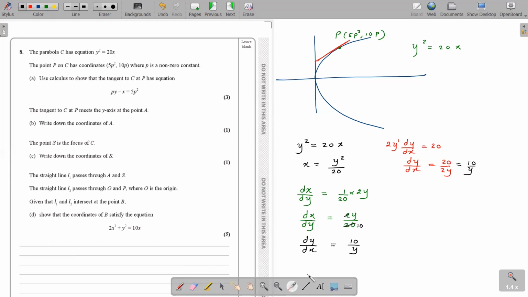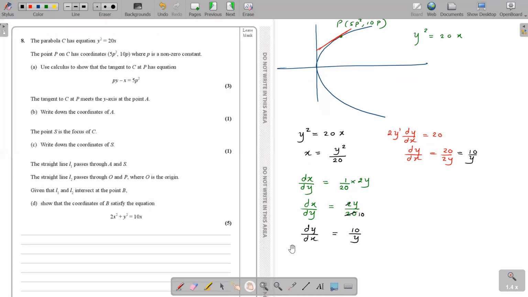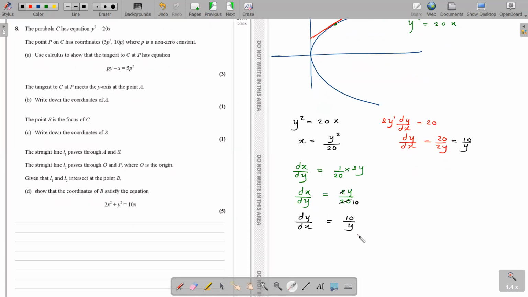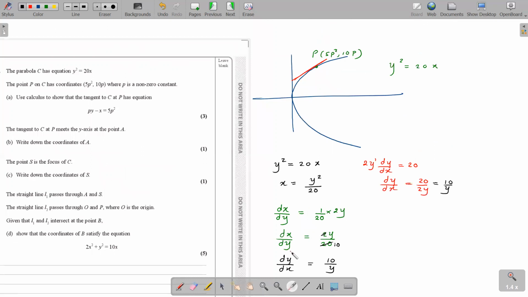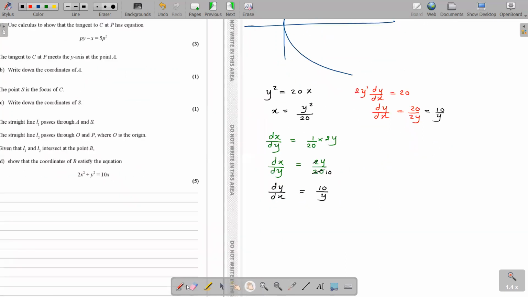So for the people who are not familiar with the P3, P4 differentiation, this is how we do it. Keeping x in front and differentiate x with respect to y, and then we take the reciprocal. So now I have the gradient. I have the equation for the dy by dx, or the gradient of the tangent. What should we do? Replace the xy values in the gradient. So here our y value should be replaced. What's the y value? Y value is 10p. Replace 10p.